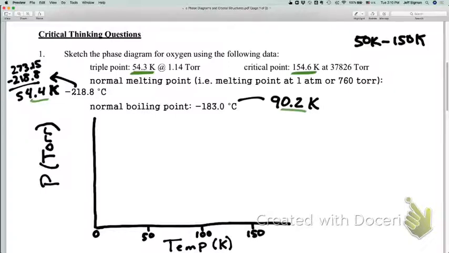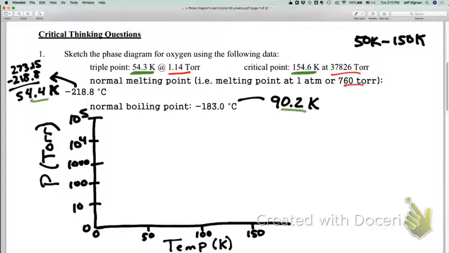The pressure has an even larger range to deal with. The pressure is starting at 1.14 torr and going up to 37,826 torr. That's a large range, through 760 torr, which is the pressure for the normal melting point and normal boiling point. So I'm going to use a logarithmic scale for the y-axis. In other words, 10 to the first, which is 10, 10 to the second, which is 100, 10 to the third, 1,000, 10 to the fourth, 10 to the fifth. That will allow me to get the whole range on the scale without having to go way, way off of this paper.